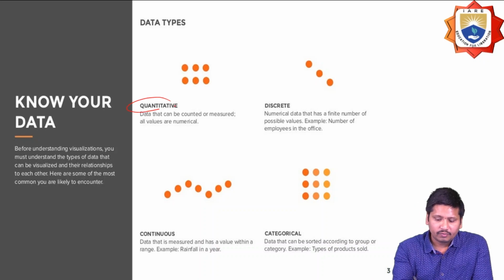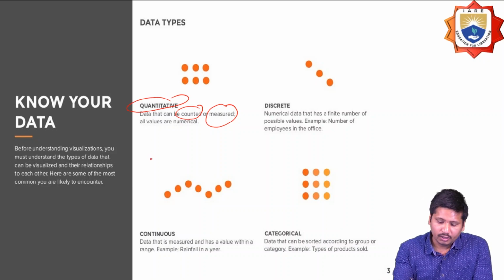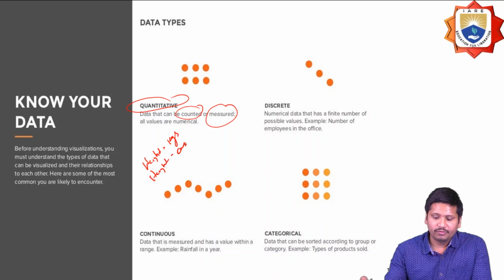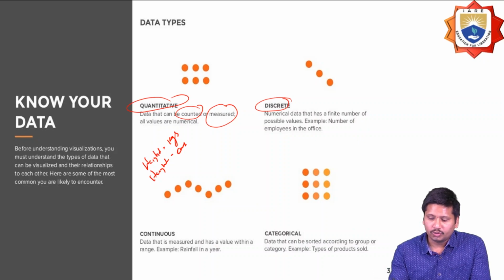Okay, so quantitative data means data that can be counted or measured. All of it has numerical values, like weight, which may be expressed in kilograms, and height, which is expressed in centimeters. Similarly, the next one is discrete data. Discrete data has numerical values and a finite number of possible values, like the number of employees in the office. Let it be 100 employees.